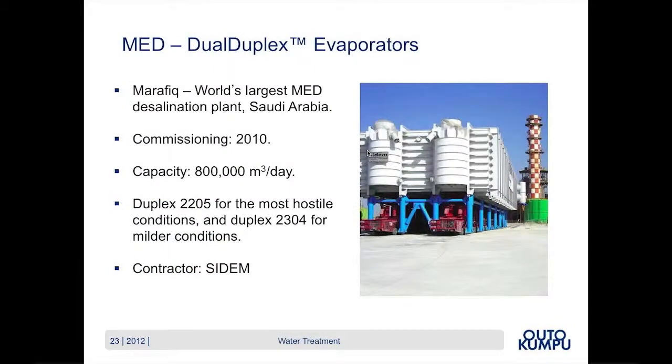We've seen a similar development in multi-effect desalination plants too. And in this example, you can see the world's largest MED plant in Saudi Arabia, commissioned by SIDEM in 2010, with the enormous capacity of 800,000 cubic meters per day. In this case, 2205 was again used for the lower section of all the evaporators, while 2304 was used for the less hostile conditions higher up.